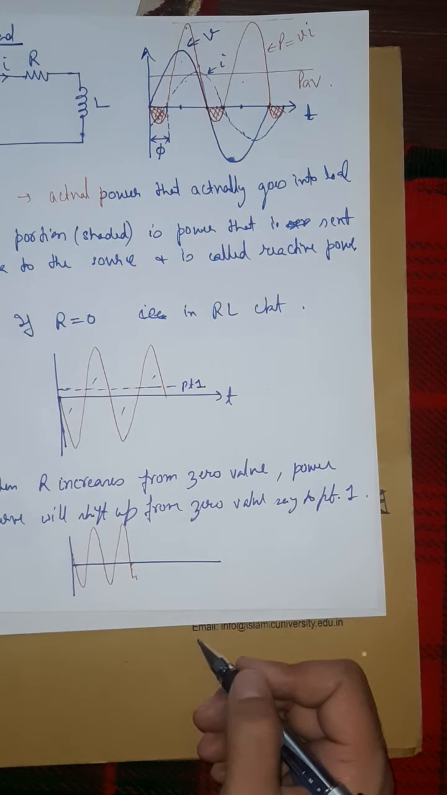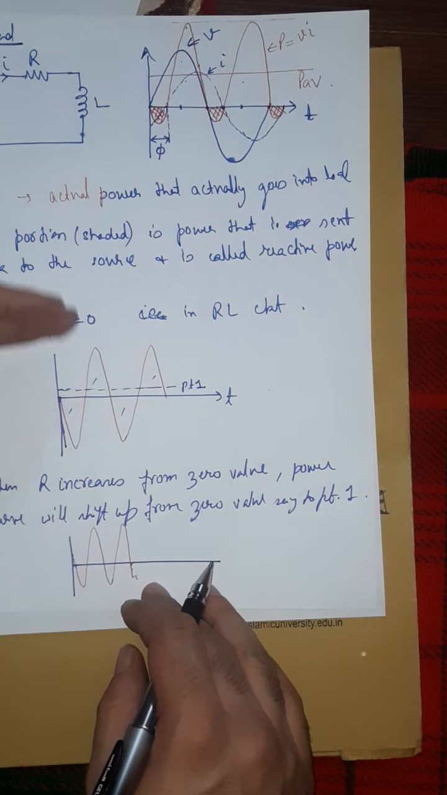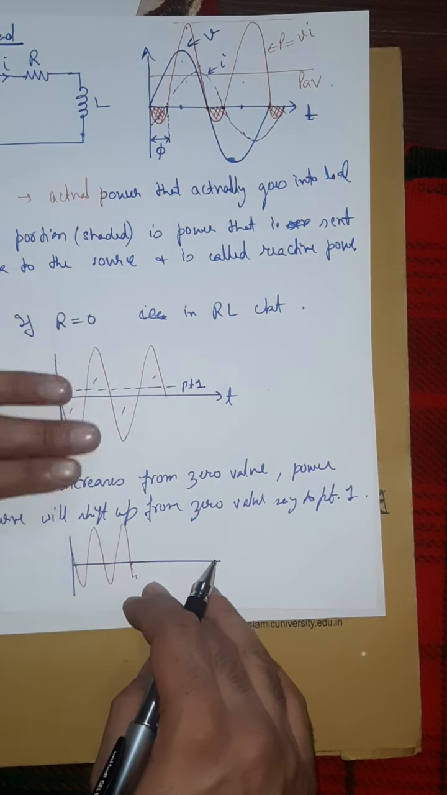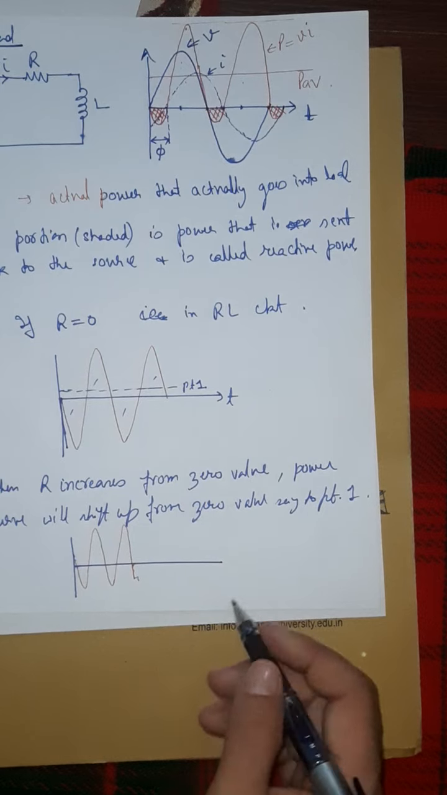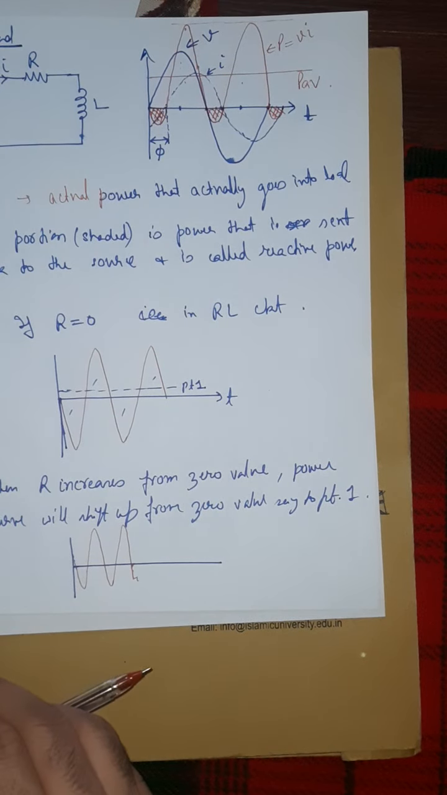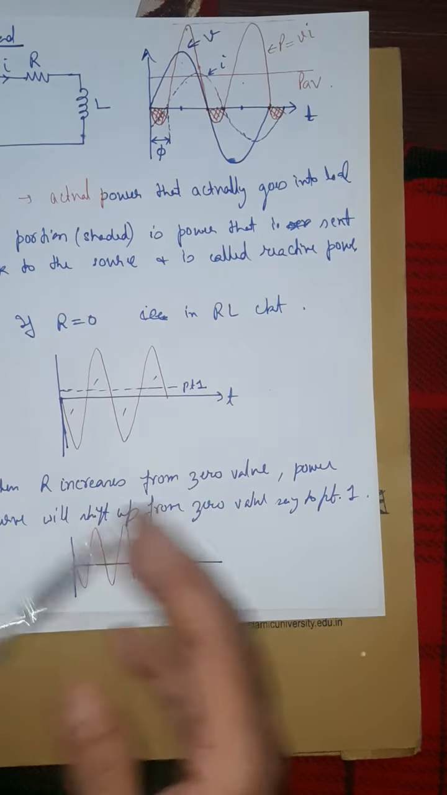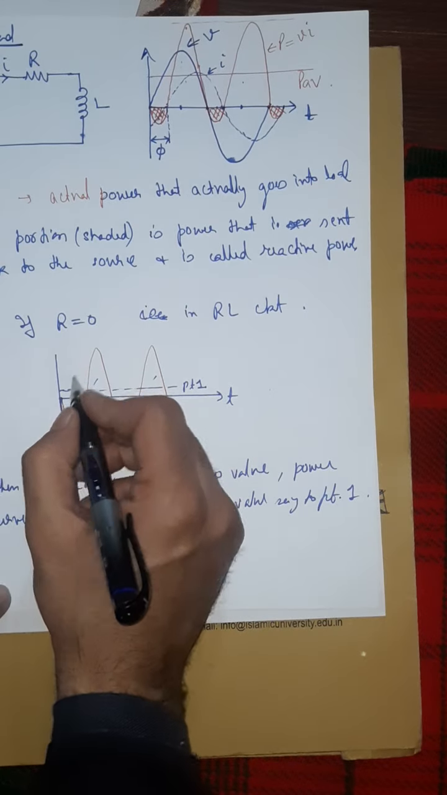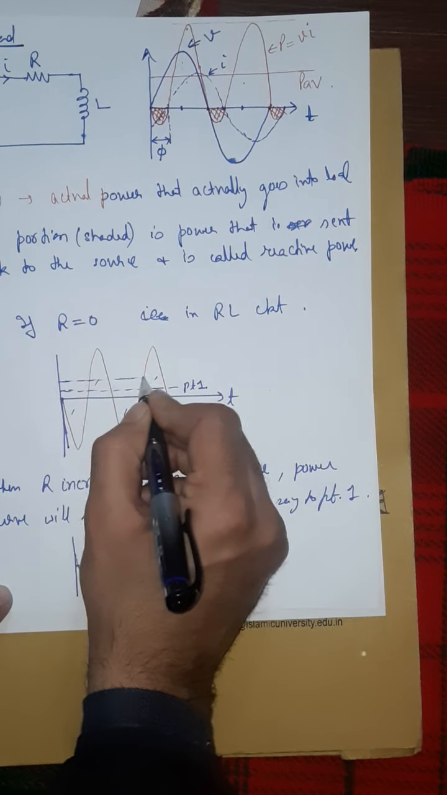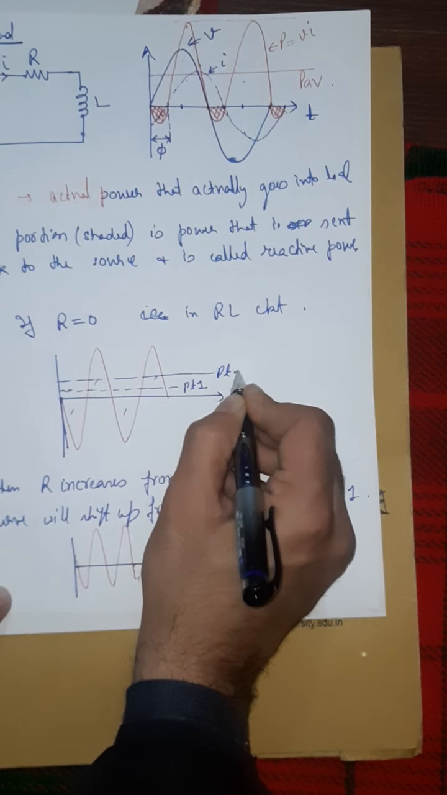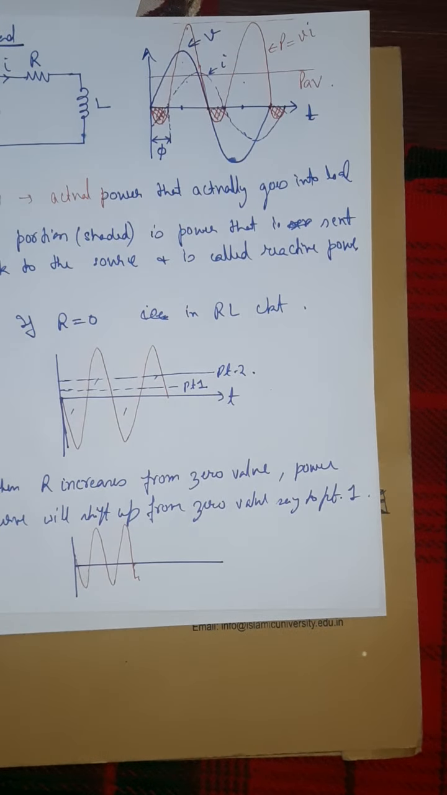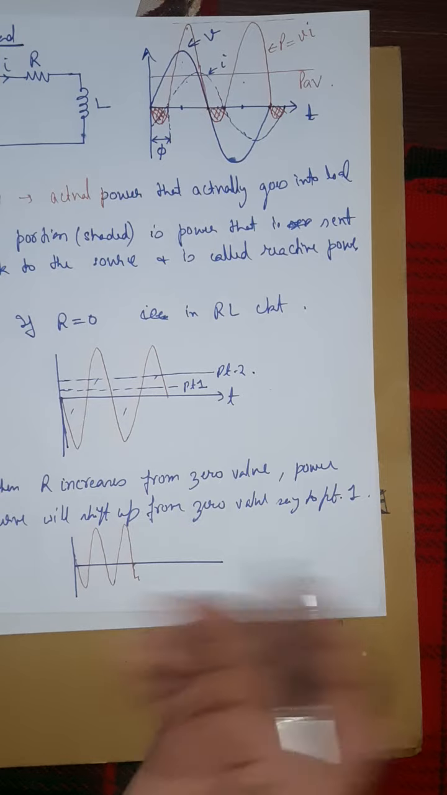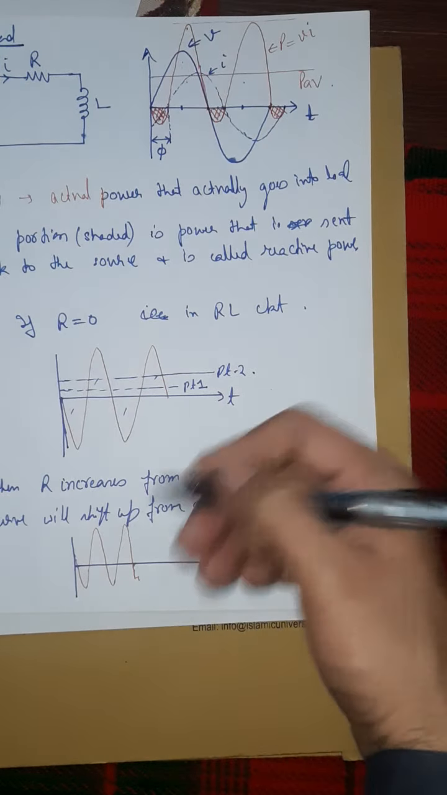If I further increase R, what will happen? The curve will start increasing more upwards. If the curve increases more upwards, the average area will further increase. Sorry, this positive area will further increase and the power will further increase. So the power will increase, and suppose the new average power comes to somewhere around this point. This is called point number 2.